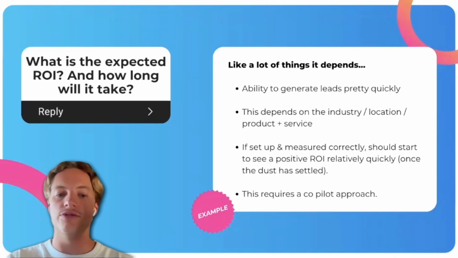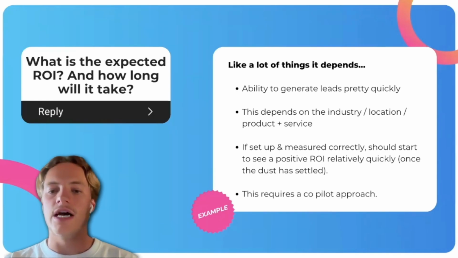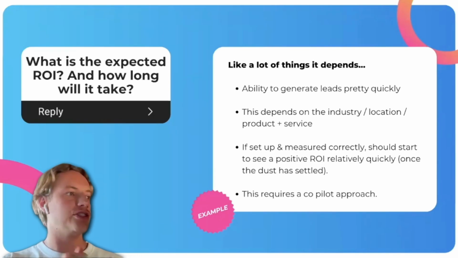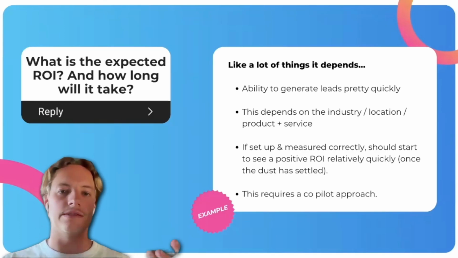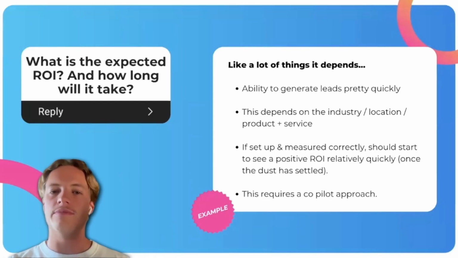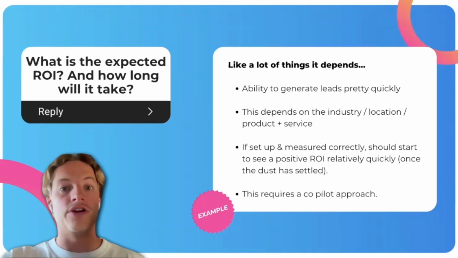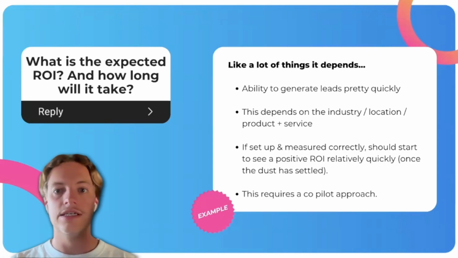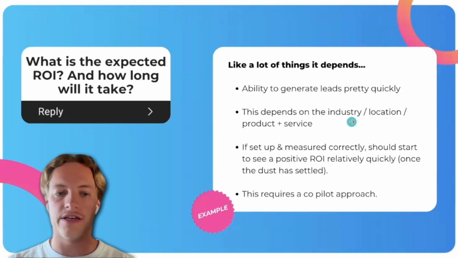But if set up correctly, you should start to see that positive return on investment relatively quickly. And when I say set up correctly, I just mean measured. So if you're not measuring your conversions and how much you're actually making from those leads, it's impossible to calculate a return on investment. And that does require a bit of a co-pilot approach, especially if you're working with an agency, because the agency is not going to know how much that lead actually turned into revenue for the business. So then that's where we dive into a lot of different calculations to find that out.